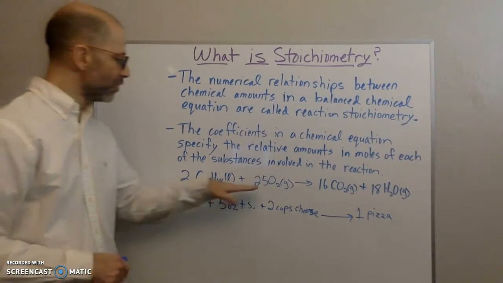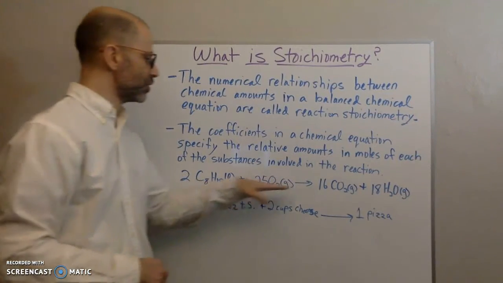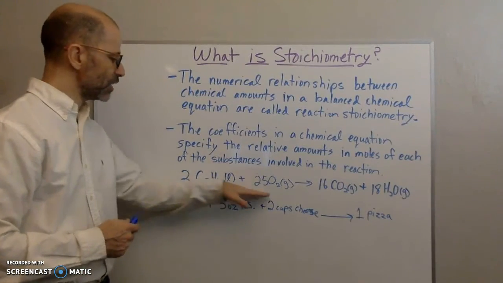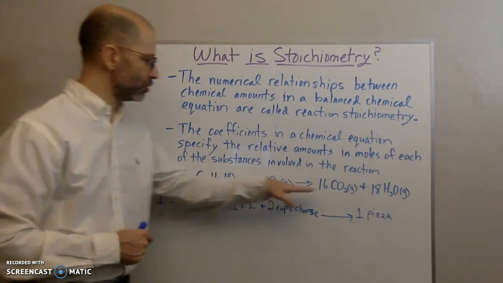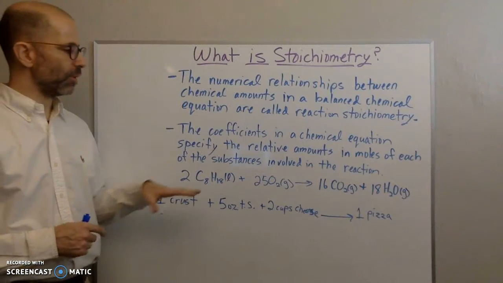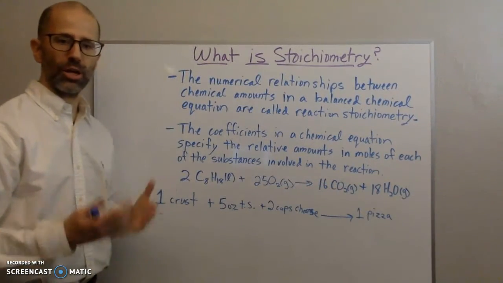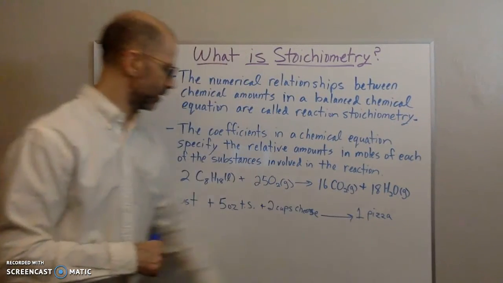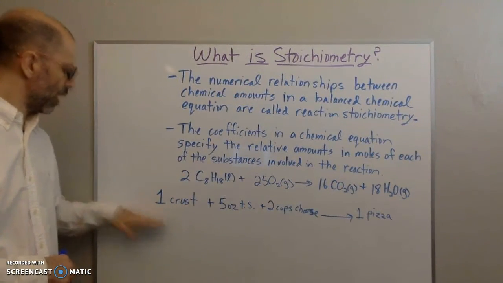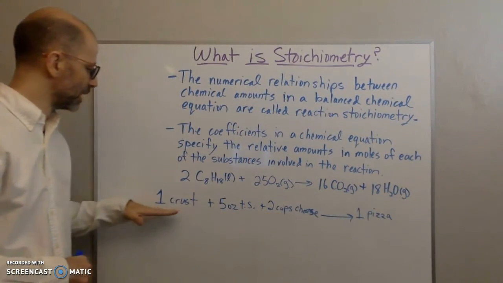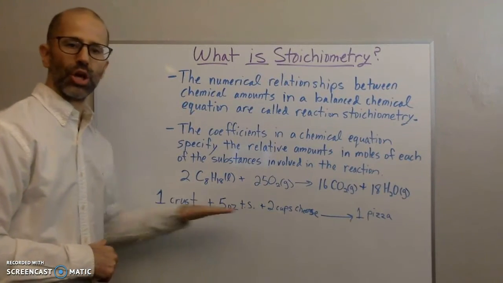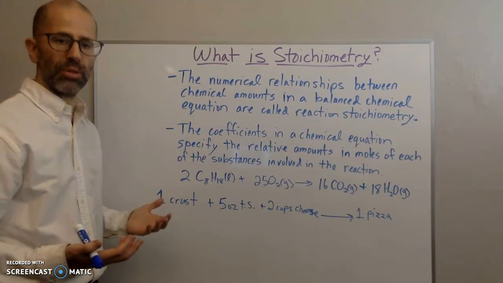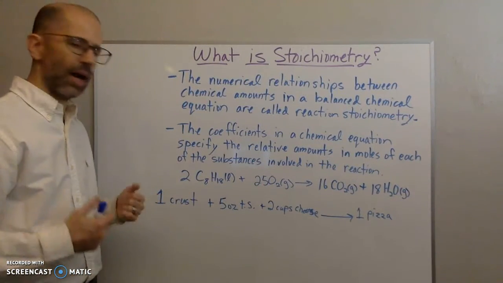And so these coefficients behave as mole ratios. So these ratios must stay the same if I'm going to produce a certain amount of product. Just like if I want to make a certain amount of pizza, then I need to make sure that I'm following the recipe and I'm keeping the ratios of the ingredients. Otherwise, I'm not going to be able to make the number of pizzas I want, right? So I hope this makes sense.